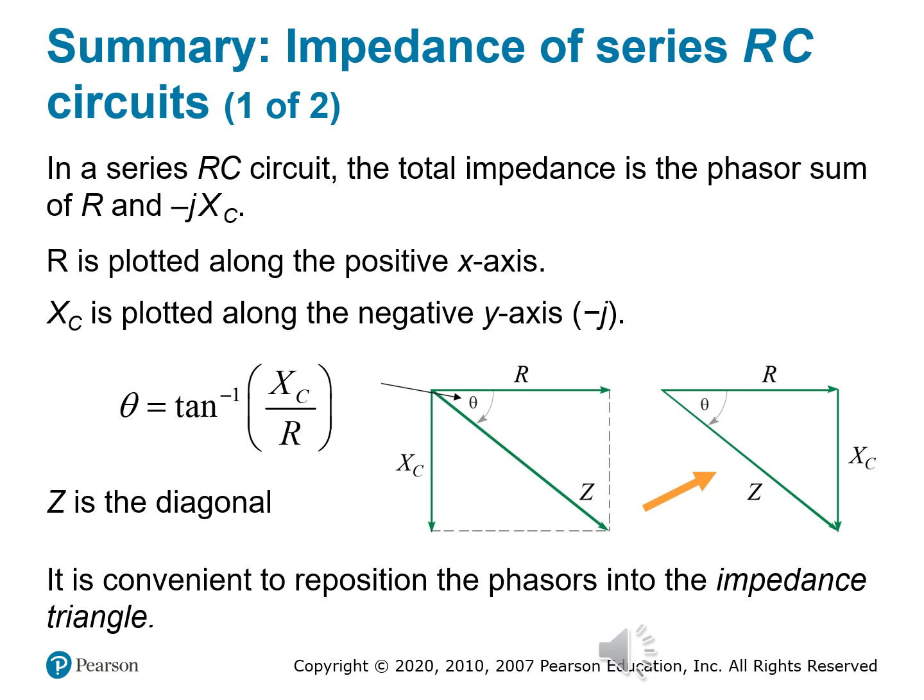Because X sub C is negative, theta ends up being negative. And this tells us what? That the current leads the voltage. That's a signature move of capacitance.